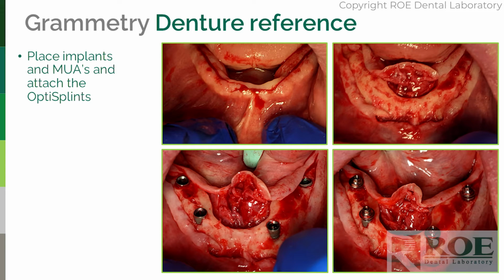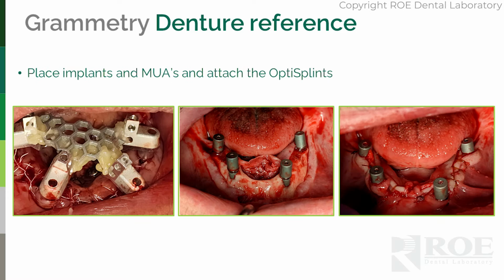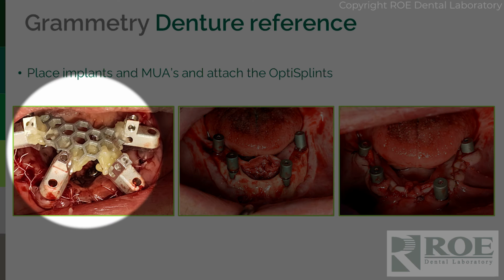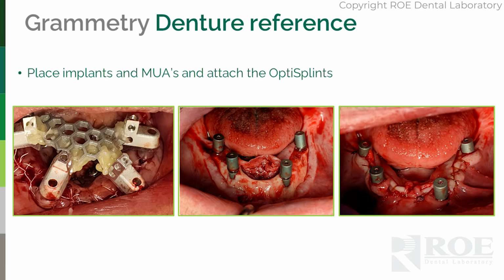All right, let's go through a surgery. Go through the normal process, whatever your process is, guided, unguided, freehand. Put the implants in, put the multi-unit abutments in. Then you will pick up the OptiSplint in the mouth. Pick it up. Do not scan this in the mouth. There's no need to. Take this out. You'll scan it on the bench.